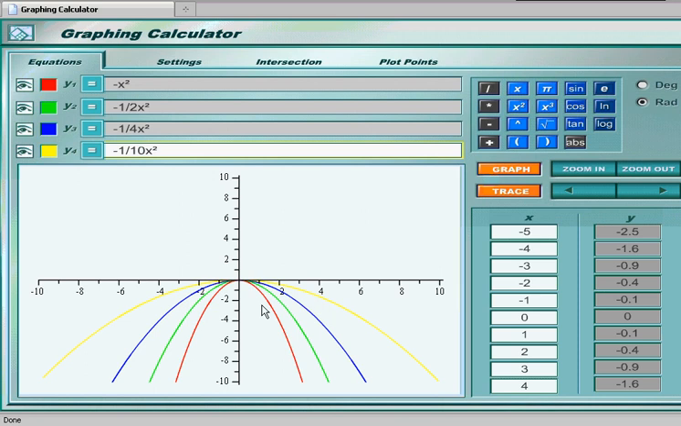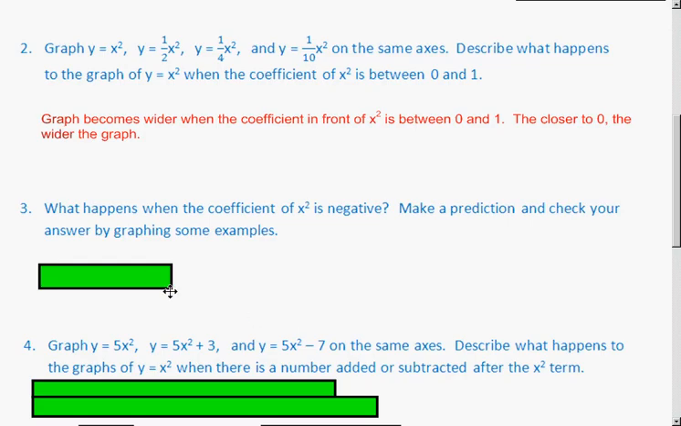And we find out that our graphs curve down now. So when the coefficient is negative, the graph will curve down. And that's what we have stated: the graph curves down.